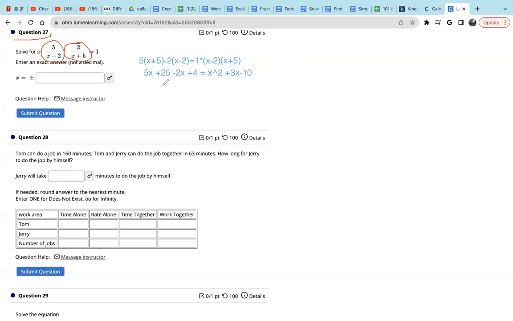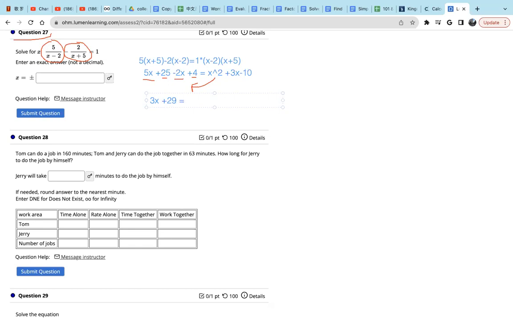So looking for like terms to simplify, 5x minus 2x, and 25 and 4. Then we move those terms to one side. We can move the left-hand side to the right-hand side or the right-hand side to the left-hand side. It doesn't matter because it's an equation. We just need to make one side 0. So let's move everything to the left-hand side. So 5x minus 2x, that's 3x. 25 plus 4, that's 29.